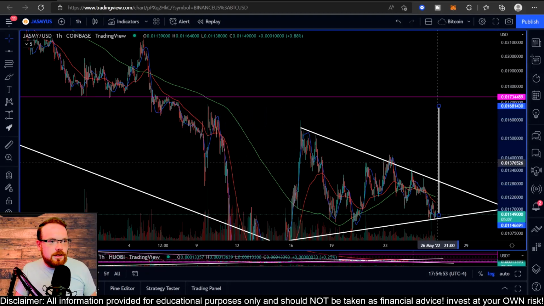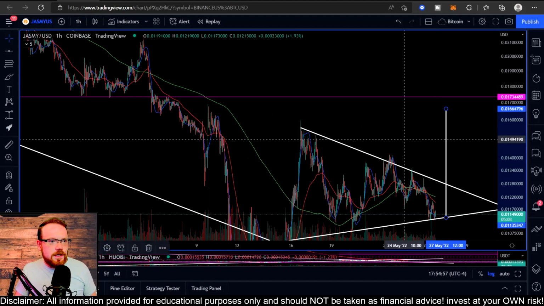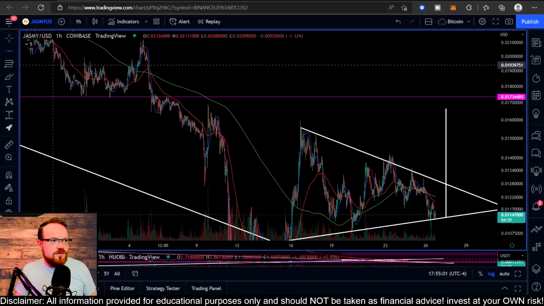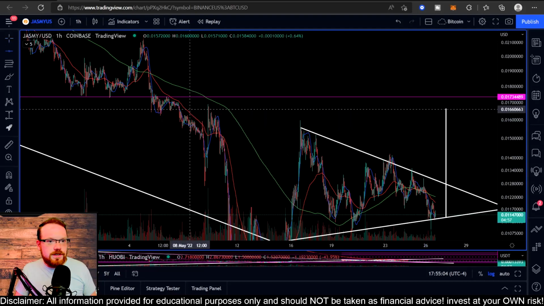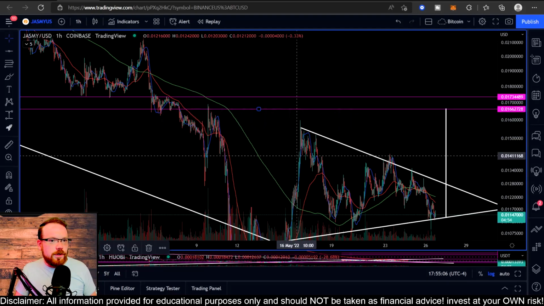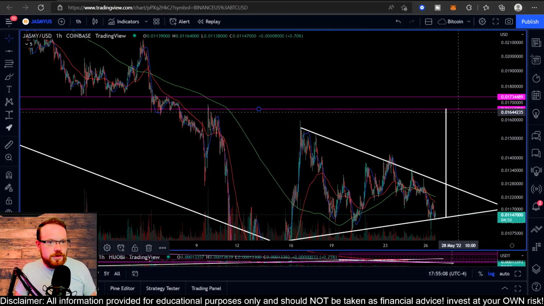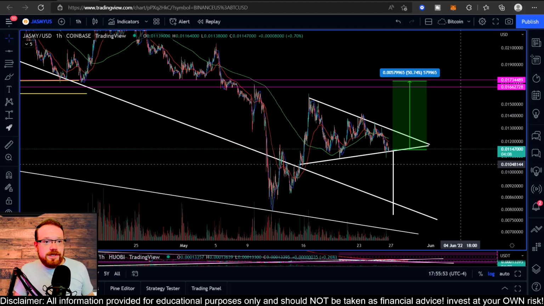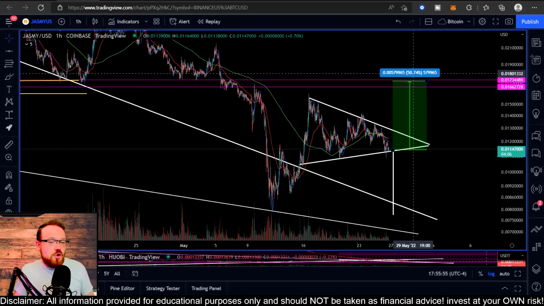Now, technically, if we pull it down to where we are at currently, and we do get a breakout of this, we could even speculate a range here, potentially a range for the potential resistance, which would get us our potential pullback for JASMYCOIN, anywhere between 0.016 and 0.017 technically. So you're looking at possibly a 50% move to the upside for JASMYCOIN.